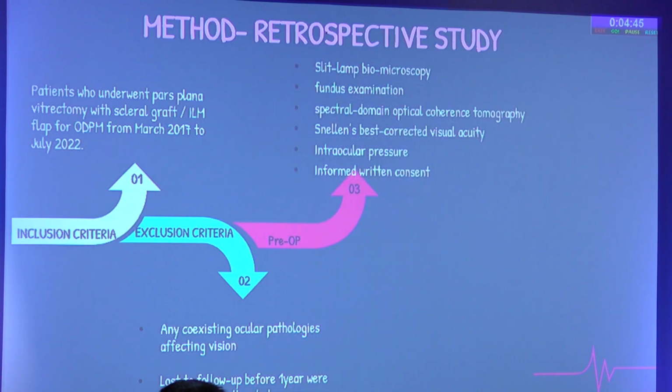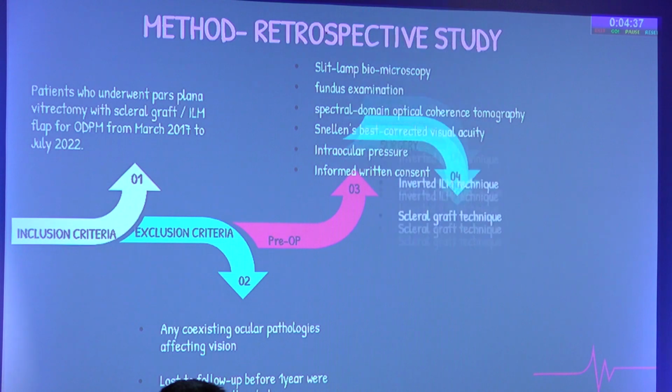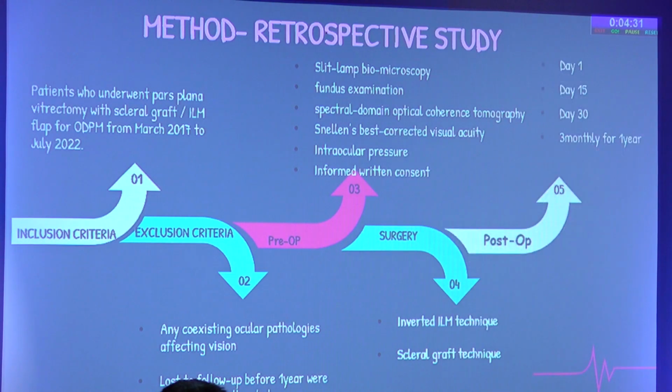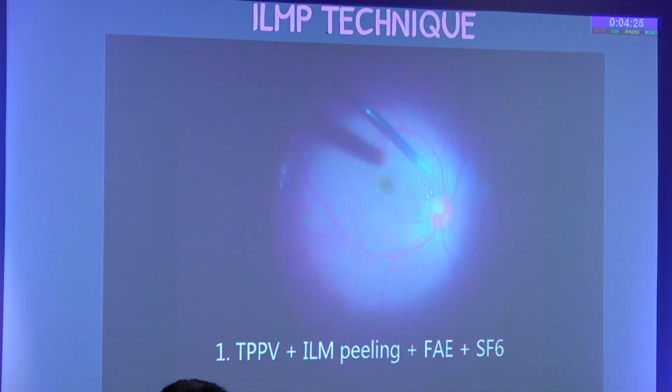The preoperative evaluation included slit lamp biomicroscopy, fundus examination, OCT, Snellen's BCVA, IOP, and informed consent was taken from all the patients. Surgery included pars plana vitrectomy with either inverted ILM technique or scleral graft technique, and post-operatively it was seen day 1, 15, 30, and 3 monthly for 1 year. This is a video demonstrating the ILM peeling technique.